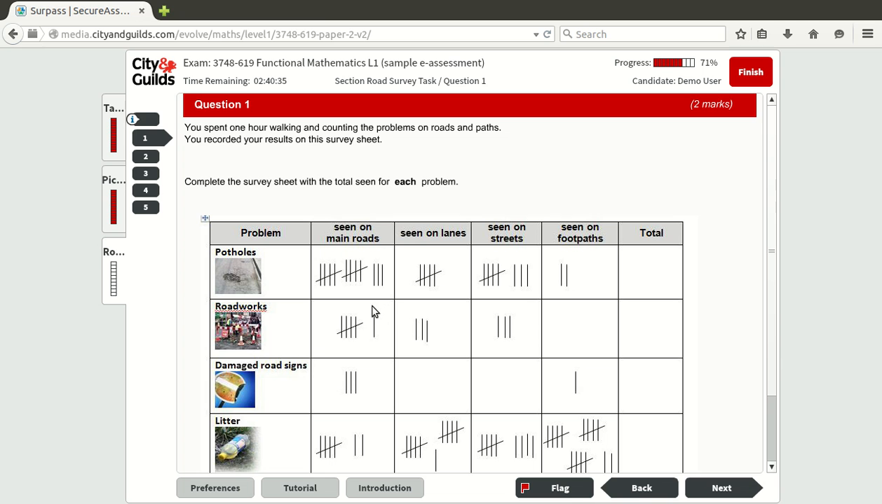So let's add now. That's 5, 10, 10 and 3, 13, 13 and 5 is 18, 18 and 5 is 23, 23 and 3 is 26, 26 and 2 is 28. So that would go here, 28. 5 and 1 is 6, 6 and 3 is 9, 9 and 3 is 12. That goes there. 3 and 1 is 4.